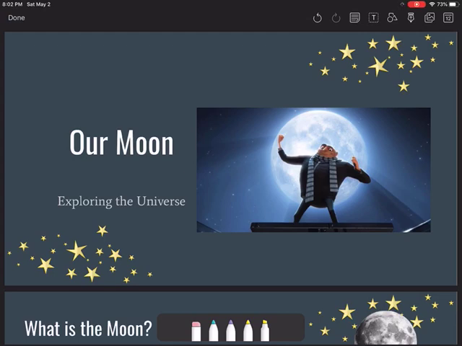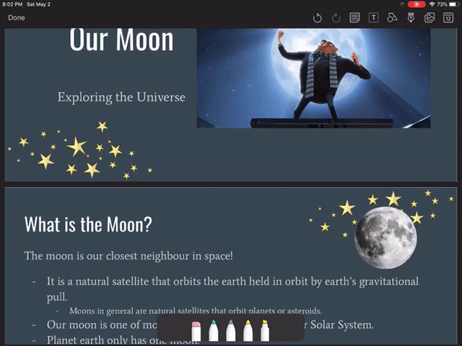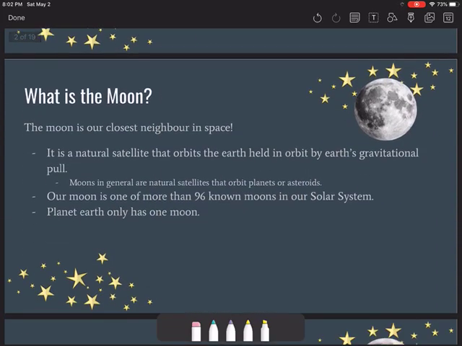We're gonna steal the moon! Just kidding. That's not possible. You should have seen that in the plot of Despicable Me. But for today, we're going to talk about what is the moon.